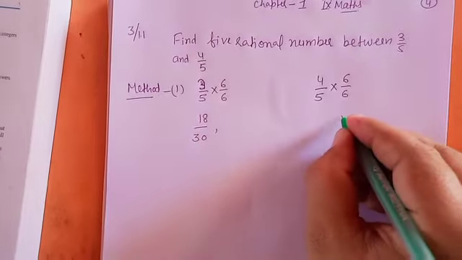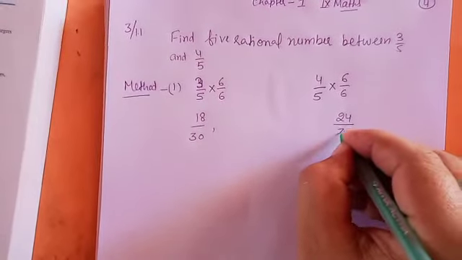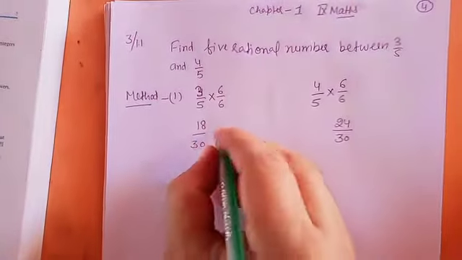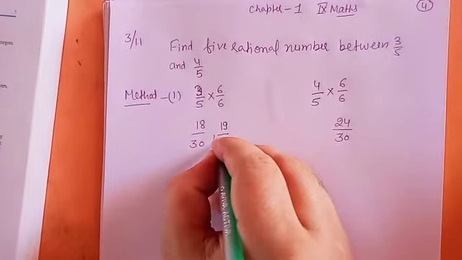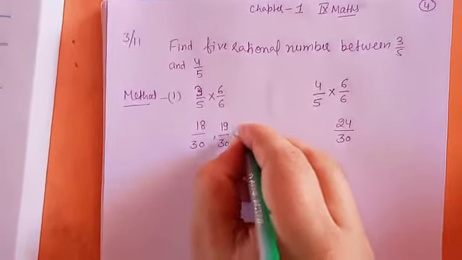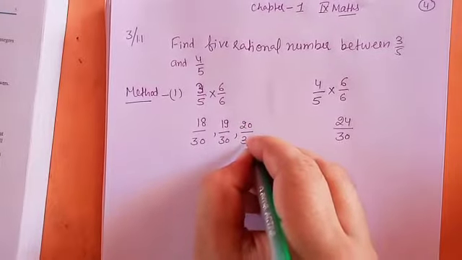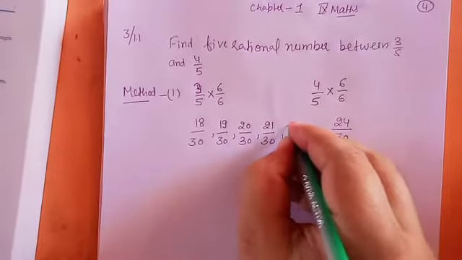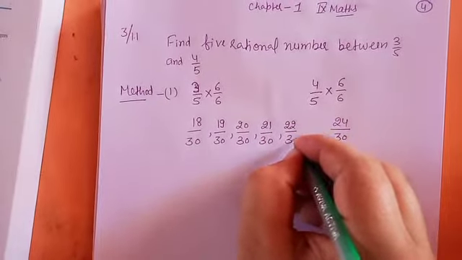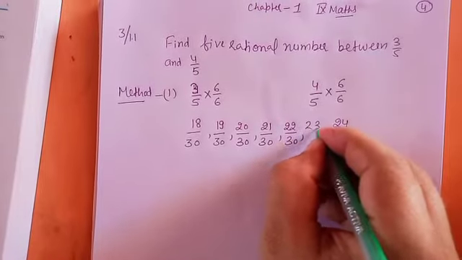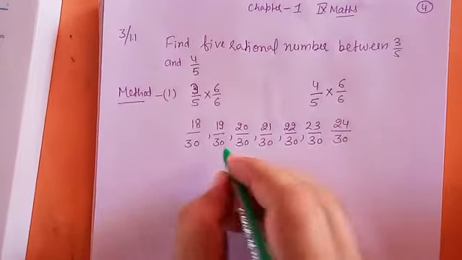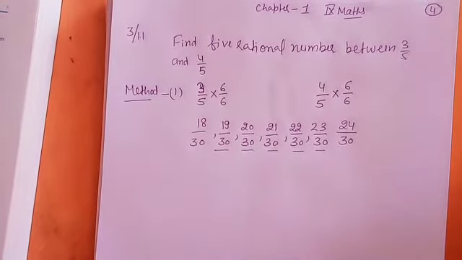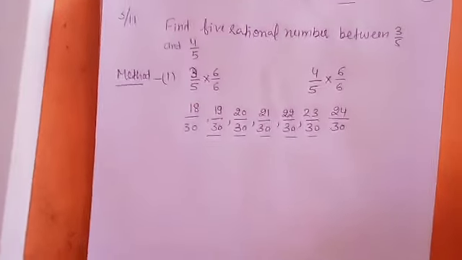And this becomes 24 by 30. Understood? After 18, what's coming? 19 by 30, 20 by 30, 21 by 30, 22 by 30, 23 by 30. So count how many: 1, 2, 3, 4, 5. This is the first method.